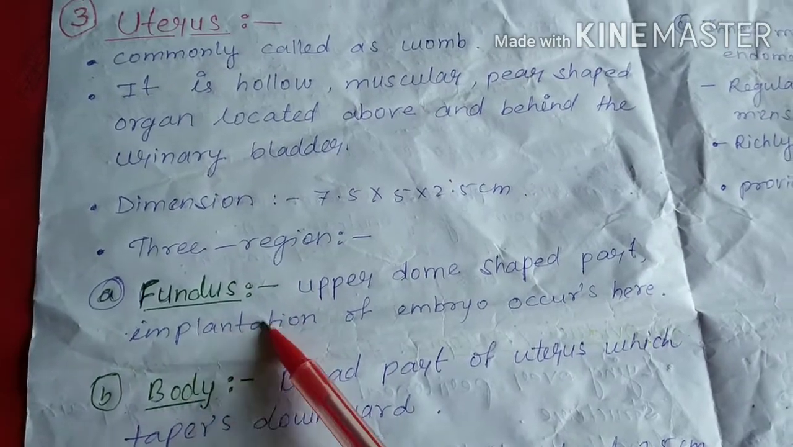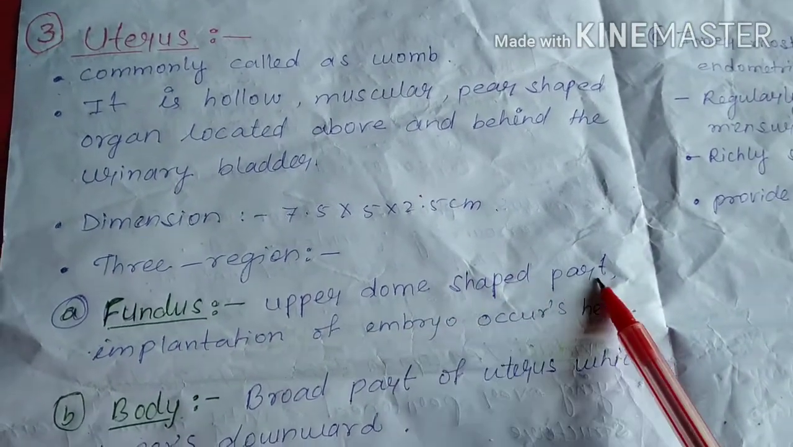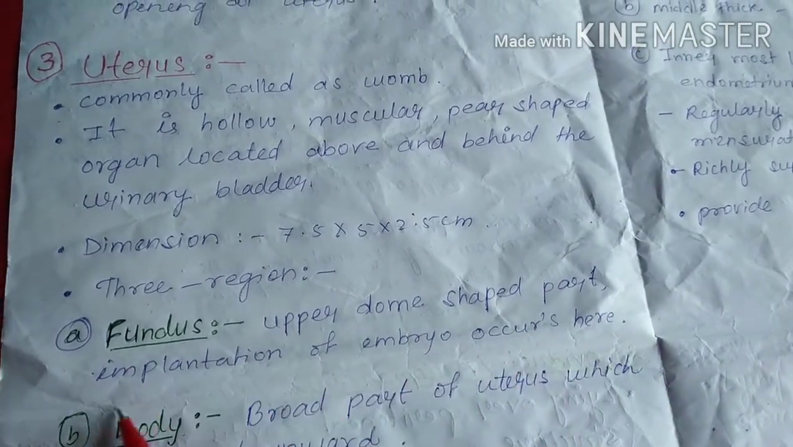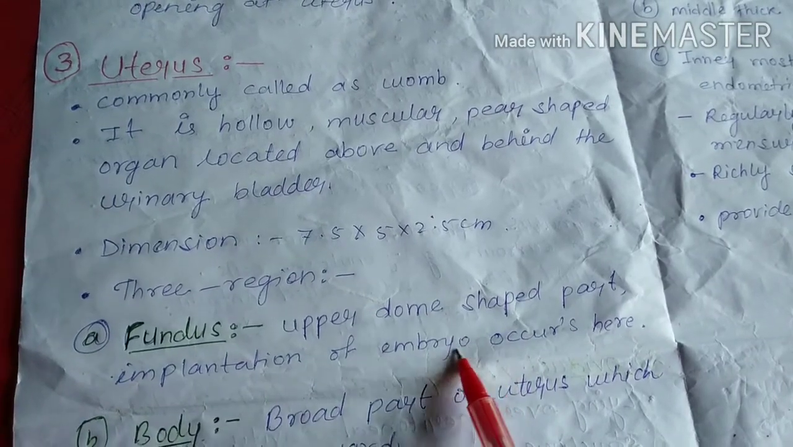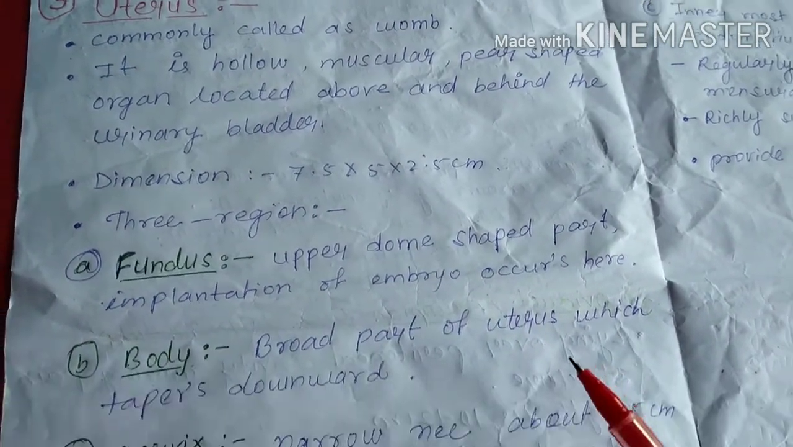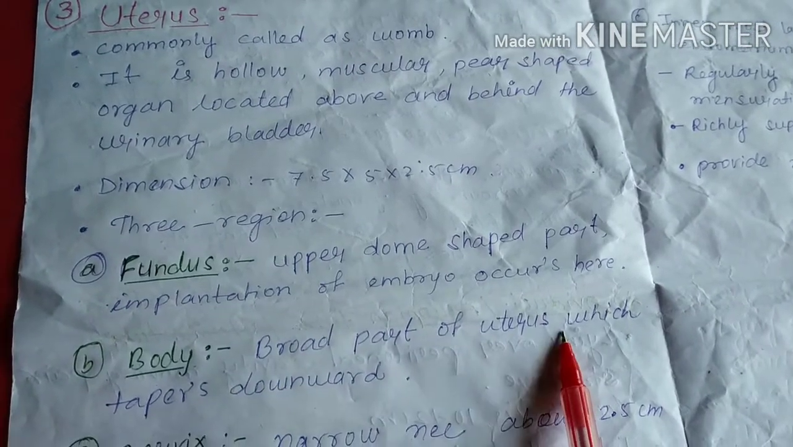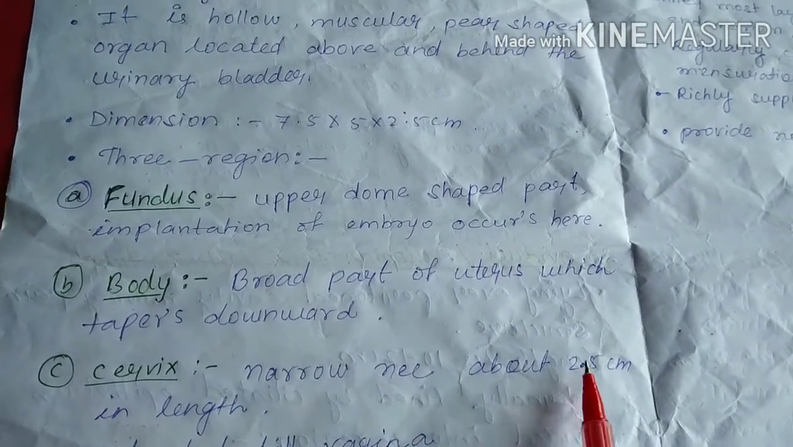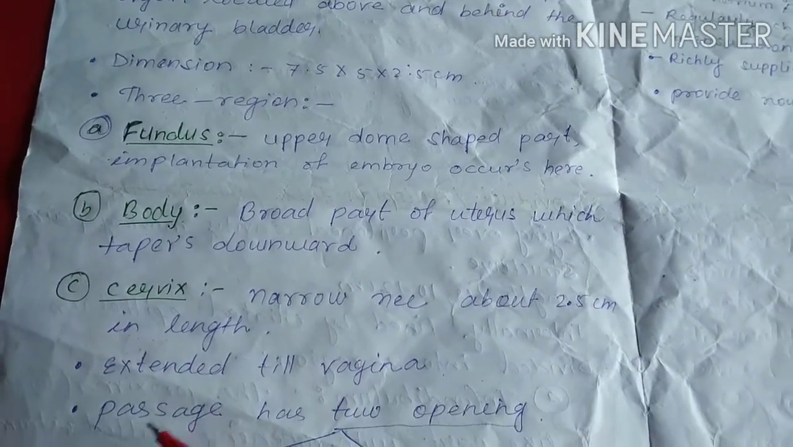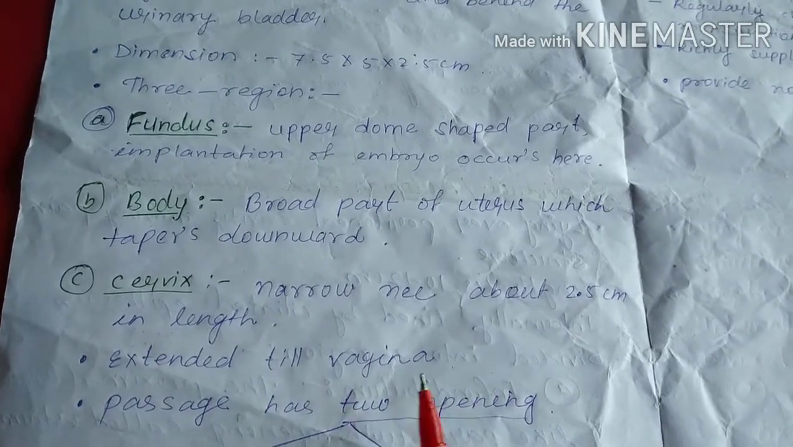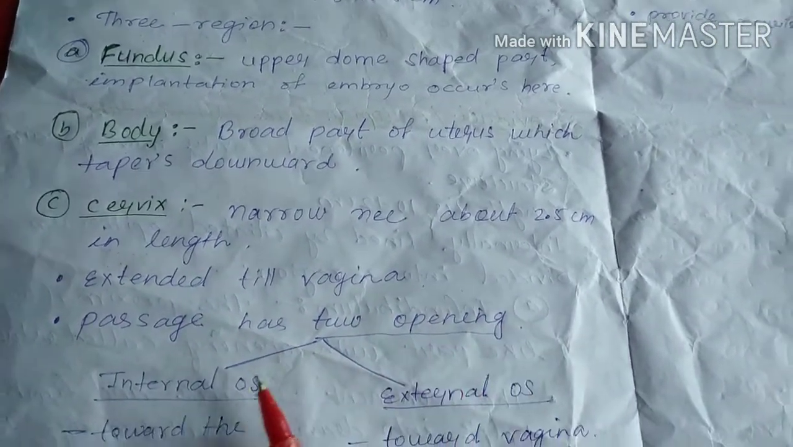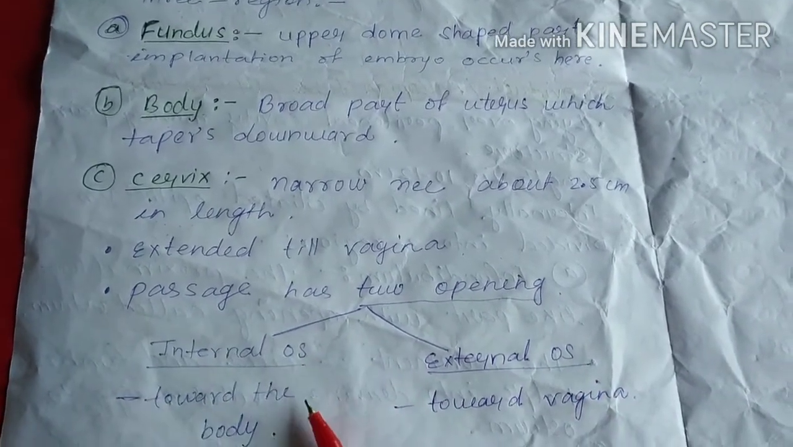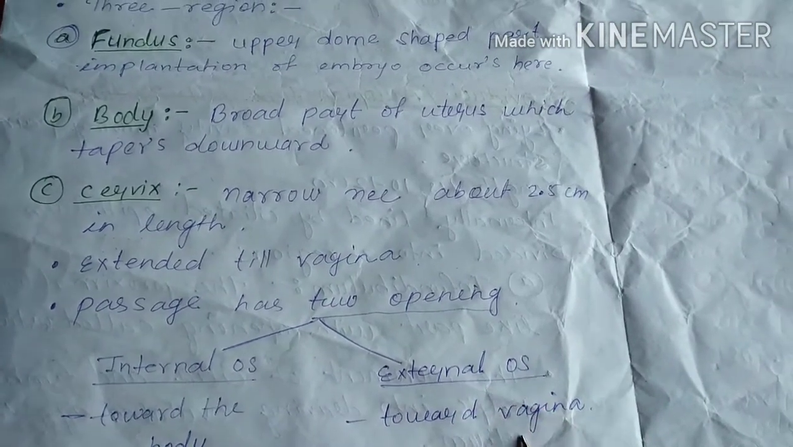First, the fundus is the upper dome shaped part, where implantation of the embryo occurs. And the body is the broad part of the uterus which tapers downward. The cervix is a narrow neck about 2.5 centimeter in length. It extends till the vagina and has two openings, first internal os and second external os. The internal os is toward the body and the external is toward the vagina.